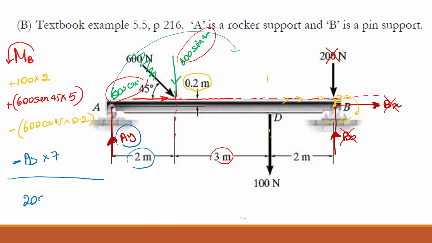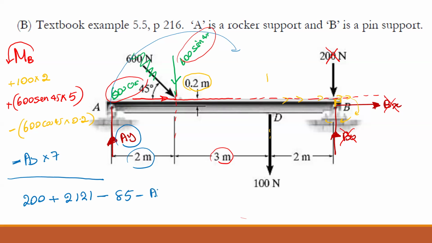So we have 100 times 2, which is 200, plus 600 sine 45 times 5. So we can put the numbers in the calculator. 600 sine 45 times 5 is 2121.3. I'll just ignore the 0.3, okay? The next one is negative 600 cos 45 times 0.2, which will be 85. I just rounded up.